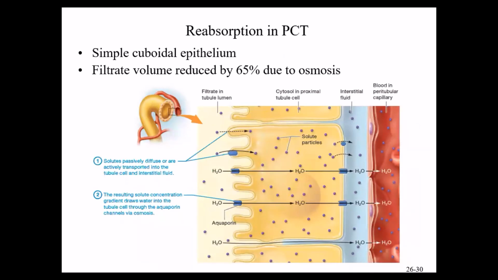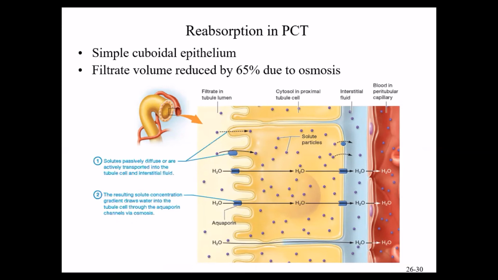Now, reabsorption begins in the proximal convoluted tubule. Remember, filtration is all going to be inside of the nephron, inside of the glomerulus and the renal corpuscle, and then you move that filtrate into the proximal tubule, where about 65% of the filtrate is reabsorbed, and most of that is because of osmosis.